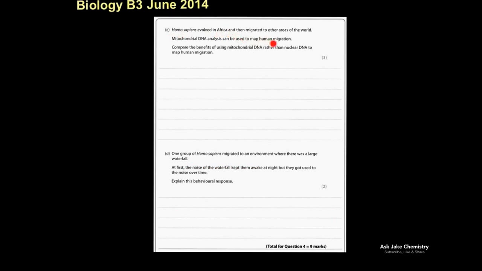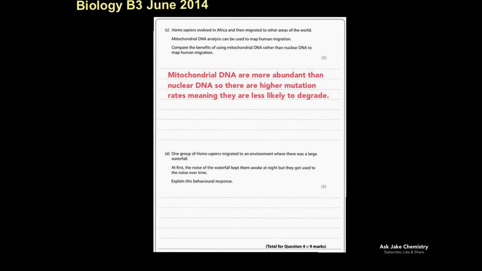Homo sapiens evolved in Africa, then migrated to other areas of the world. Mitochondrial DNA analysis can be used to map human migration. Compare the benefits of using mitochondrial DNA rather than nuclear DNA to map human migration. To get the marks, you need to explain 3 things for 3 marks.